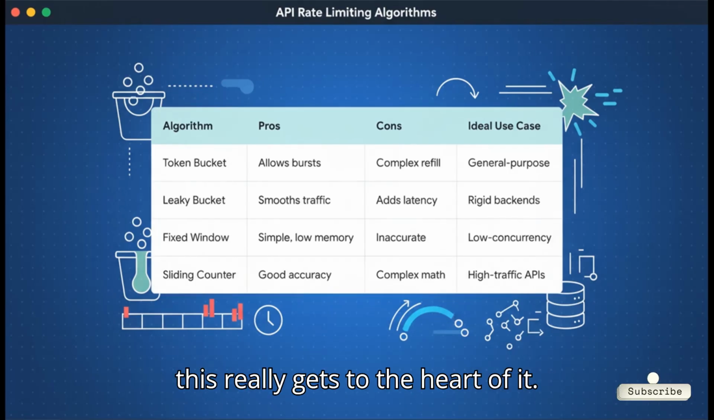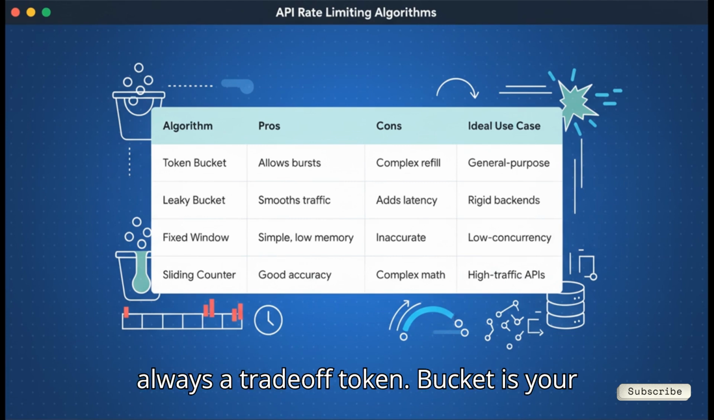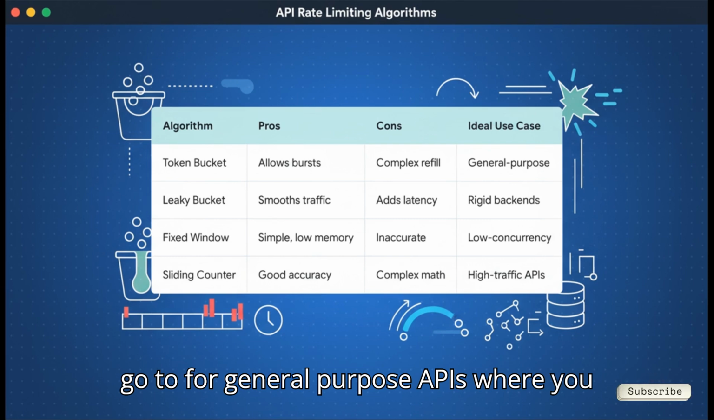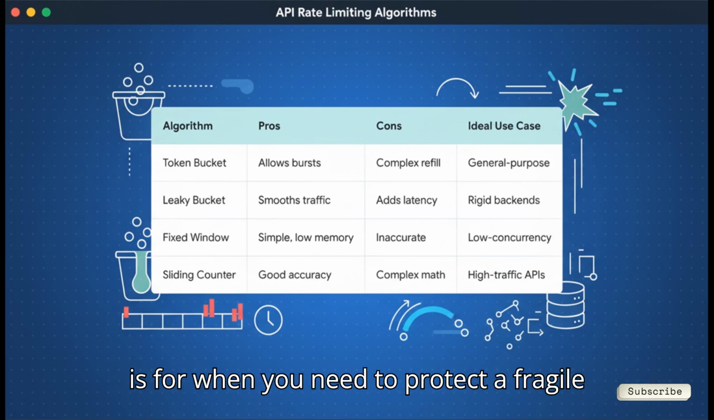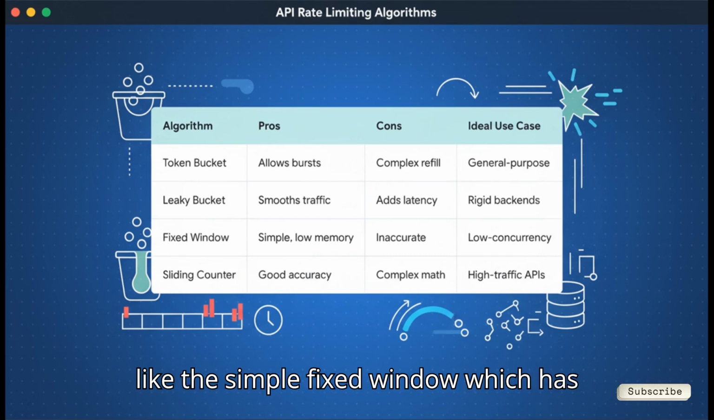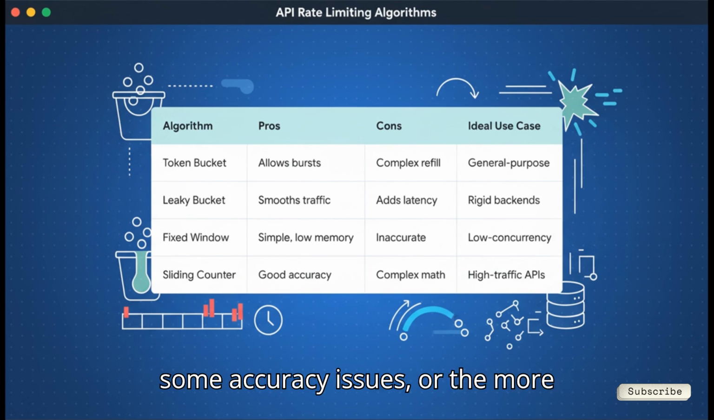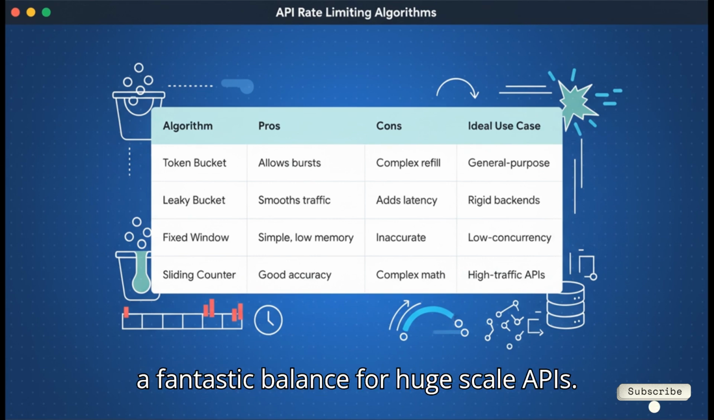And this really gets to the heart of it. There's no single best algorithm. It's always a trade-off. Token Bucket is your go-to for general-purpose APIs where you want a good user experience. Leaky Bucket is for when you need to protect a fragile system. And then you have other options, like the simple fixed window, which has some accuracy issues, or the more advanced sliding window counter, which is a fantastic balance for huge-scale APIs.